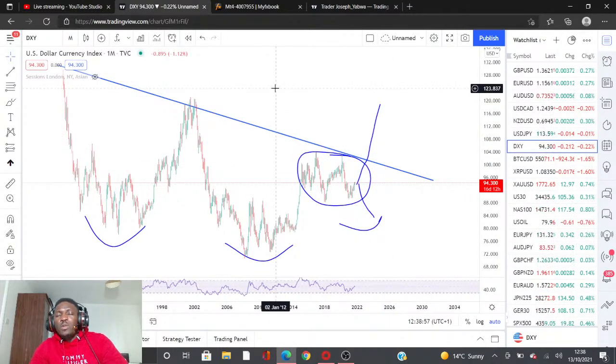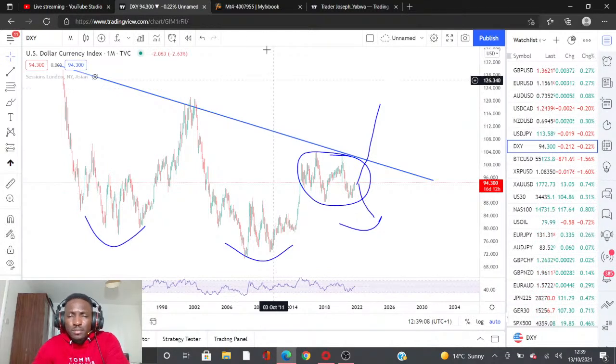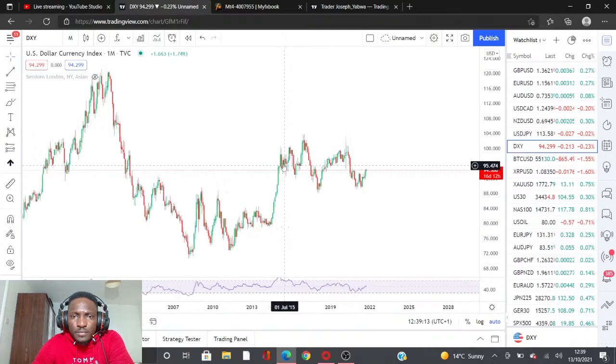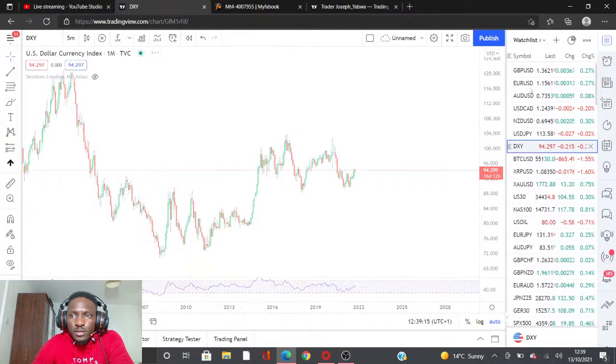Right now there are so many factors that are pointing to dollar strength. There are just so many factors. You cannot give me one factor technically that tells me the dollar index is going to weaken. There isn't one. But anyway, let's move on.